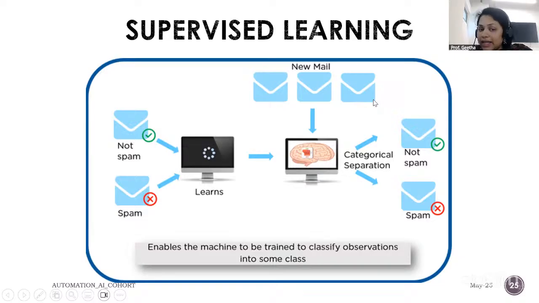Now, with the help of the experience that it has learned from the supervised learning, it can categorize whether the new incoming mails are spam or not spam. So this is supervised learning. Supervised learning is all about making my machines learn with a supervision, which are the labels here.